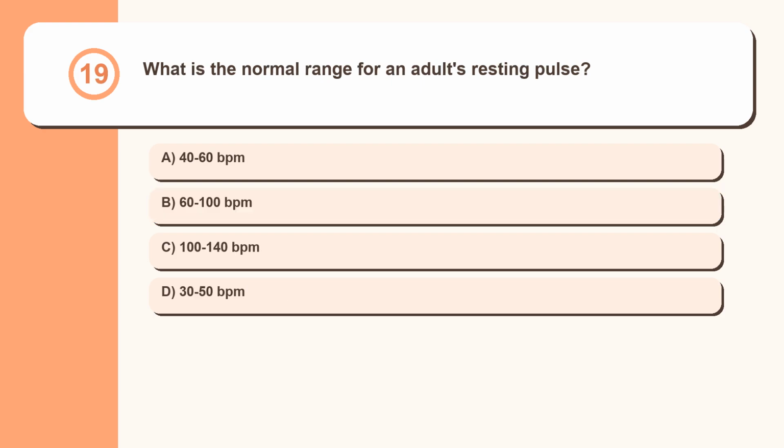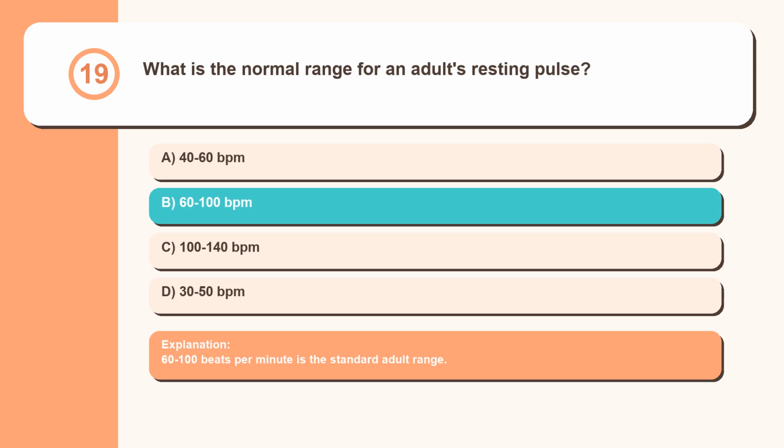Question 19. What is the normal range for an adult's resting pulse? 40 to 60 bpm; 60 to 100 bpm; 100 to 140 bpm; 30 to 50 bpm. 60 to 100 beats per minute is the standard adult range.